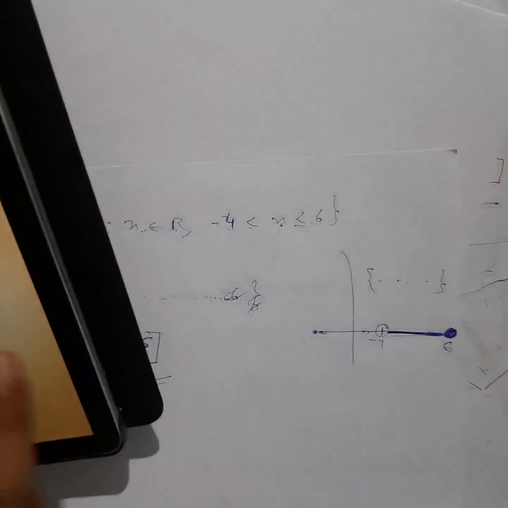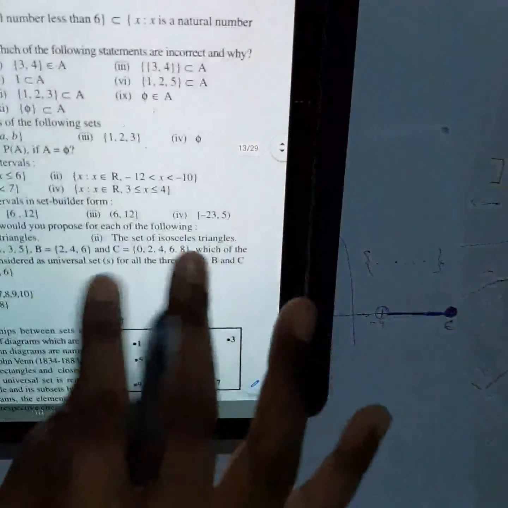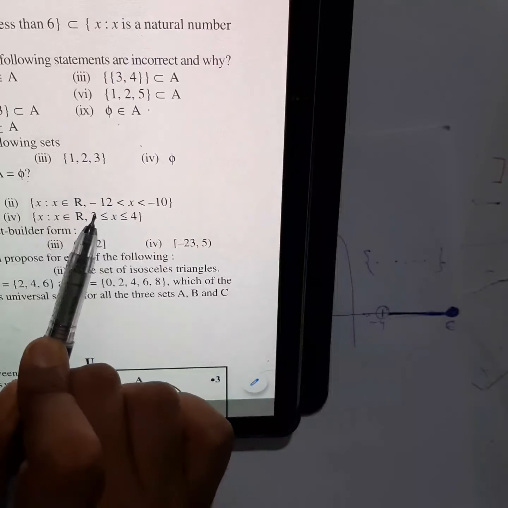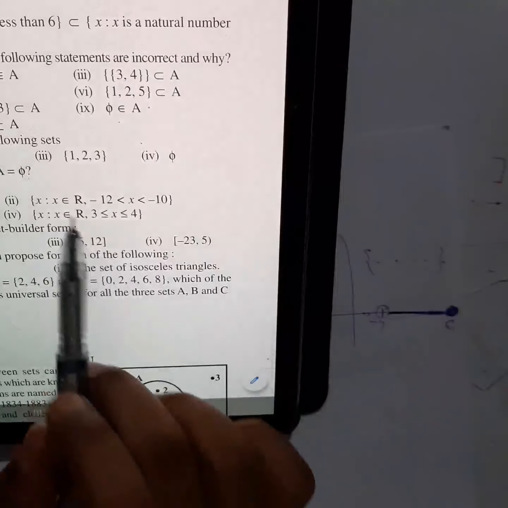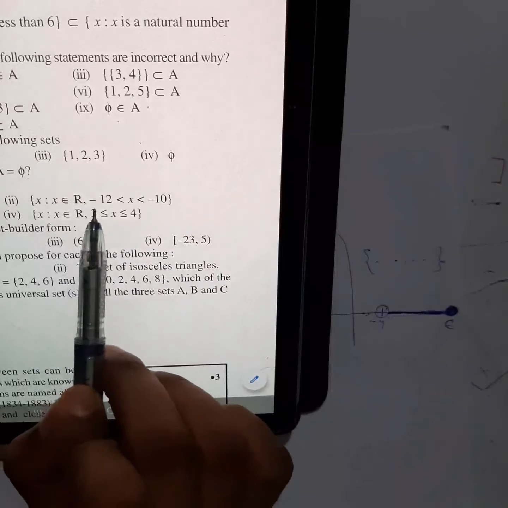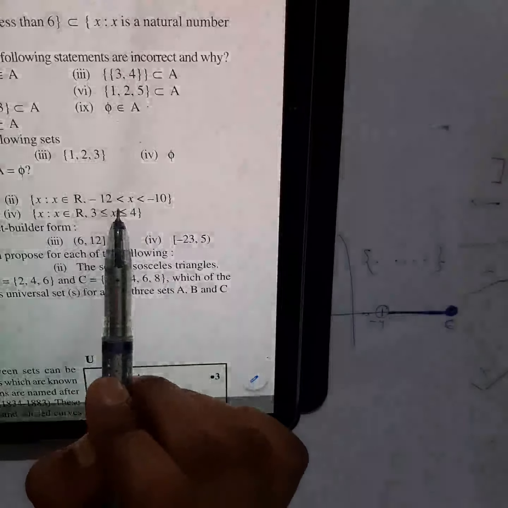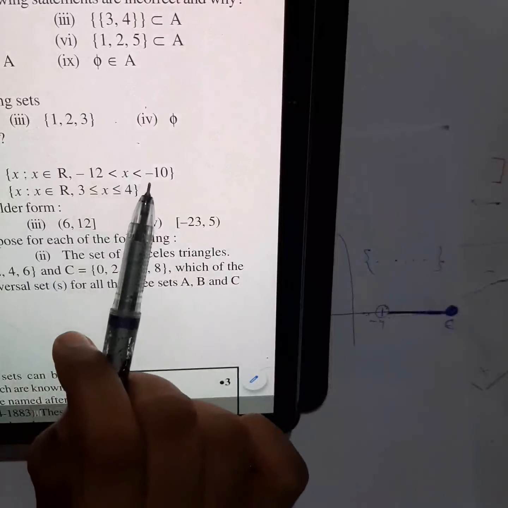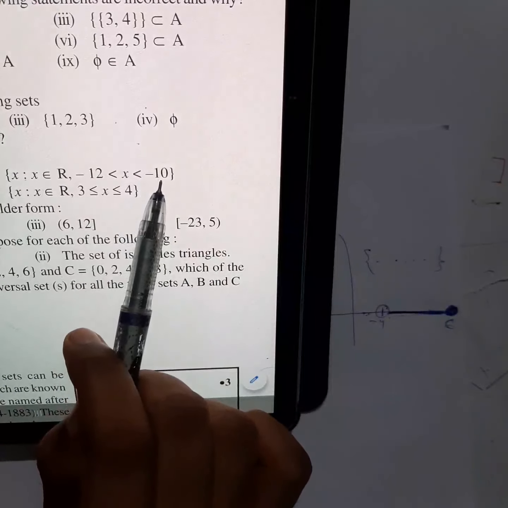Next, number 2, I will write it directly. Number 2, you can see the element is x, x belongs to real numbers again, right? Real numbers means x can be anything, so they have given a restriction. X will be between minus 12, and minus 12 is not included. X is not equal to minus 12, you can see, and it is less than minus 10, and it is not equal to minus 10 also.